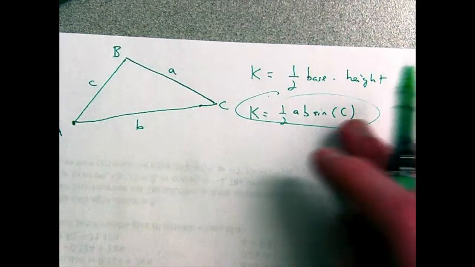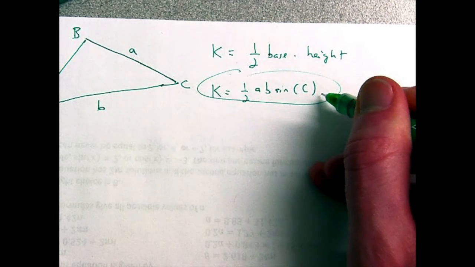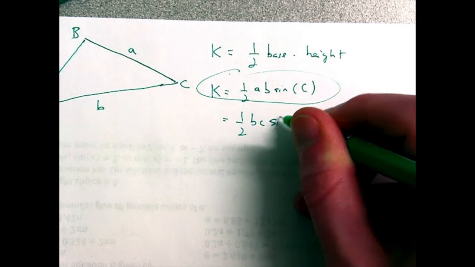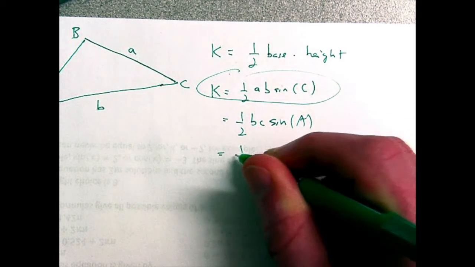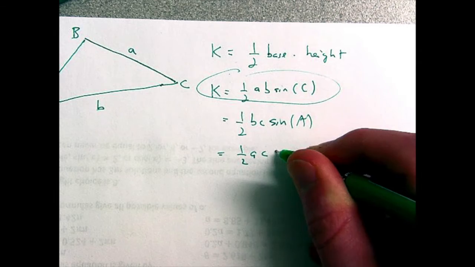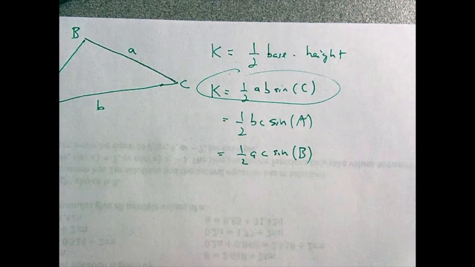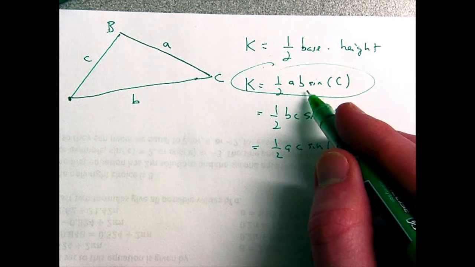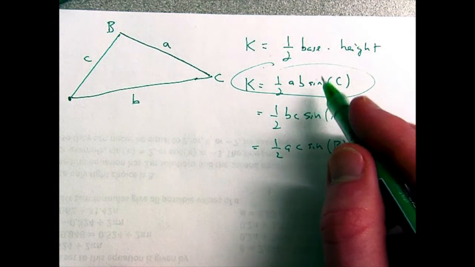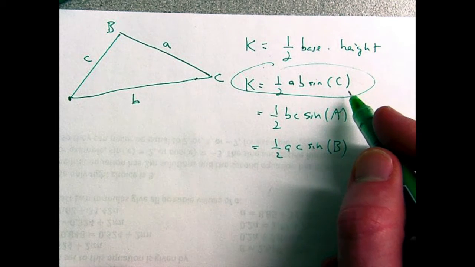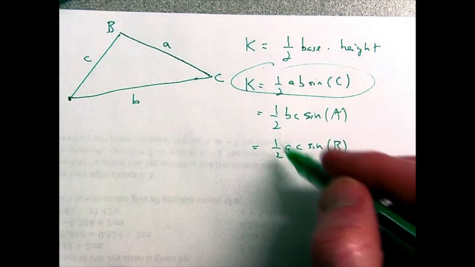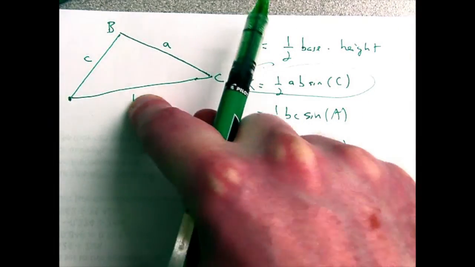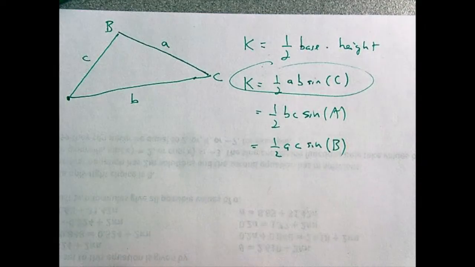Of course, there are other versions, right? It's not just 1/2 ab sine C. You could also write it as 1/2 bc sine capital A, or finally 1/2 ac sine capital B. The big picture is the area is going to be given by 1/2 the product of two sides, times the sine of the angle in between those two sides. So whatever version of this formula you use, it doesn't make any difference. It's just 1/2 one side times another side times the sine of the angle between them.